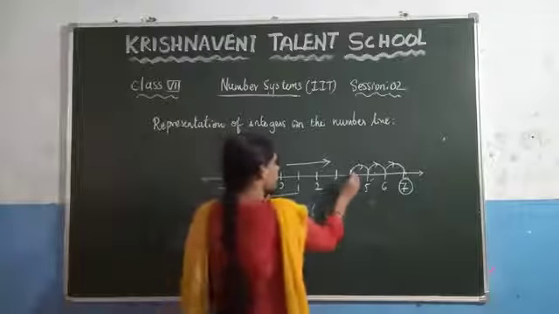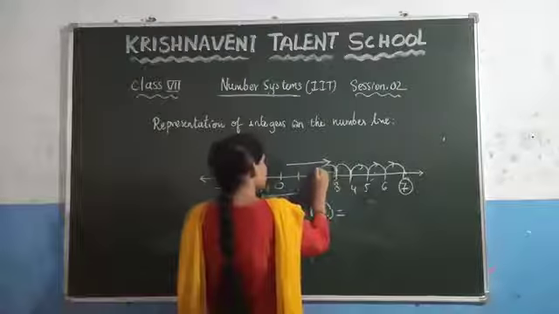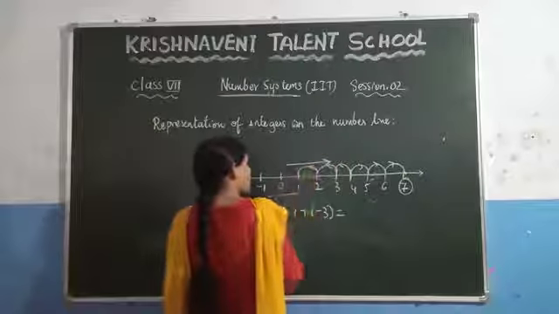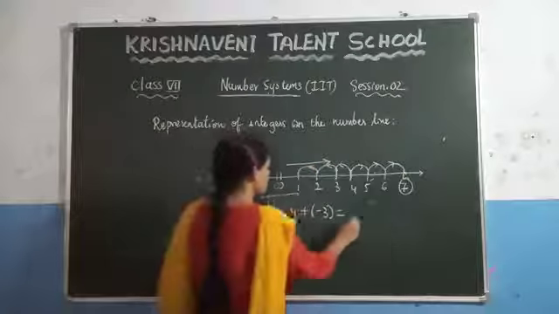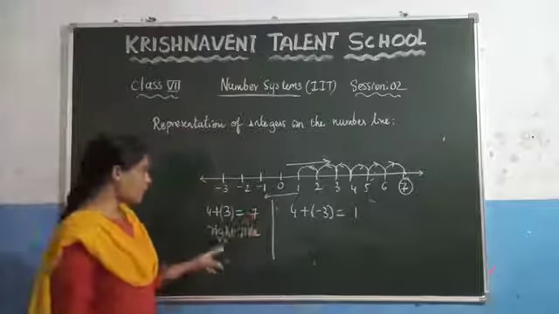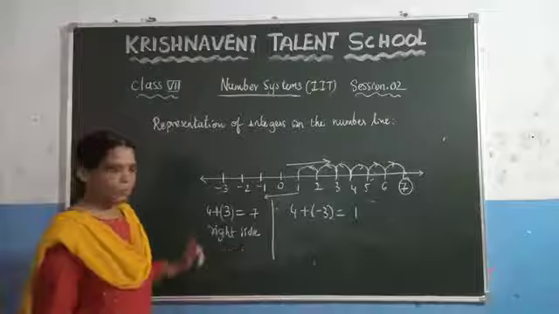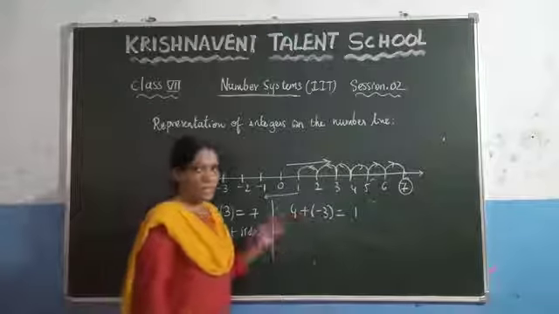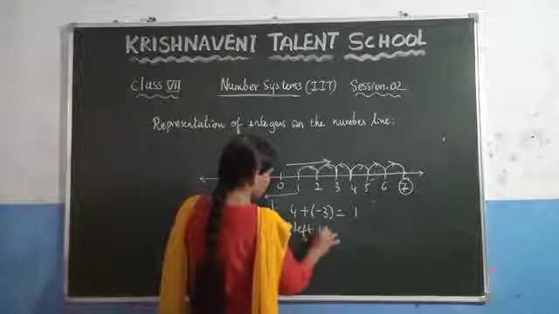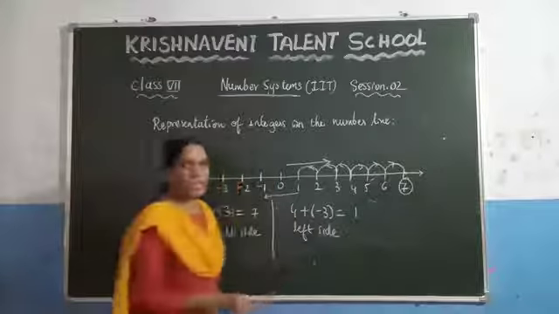So at this point move 3 steps, 1, 2, 3. Since we are going in this direction, mark arrows in this way. So what will be the answer here? 1. So if you are adding a positive integer, we are going to the right side of the number line, and if you are adding a negative integer, you are going to the left side of the number line. This is about the addition of integers.